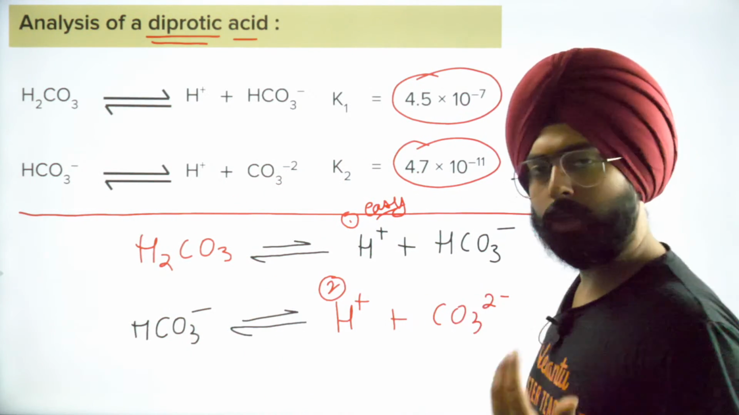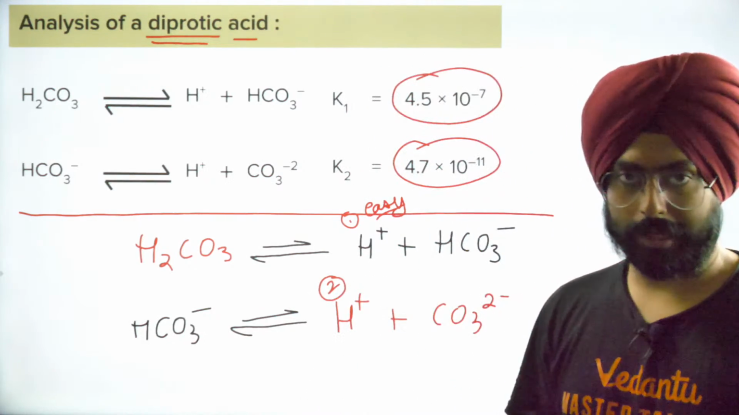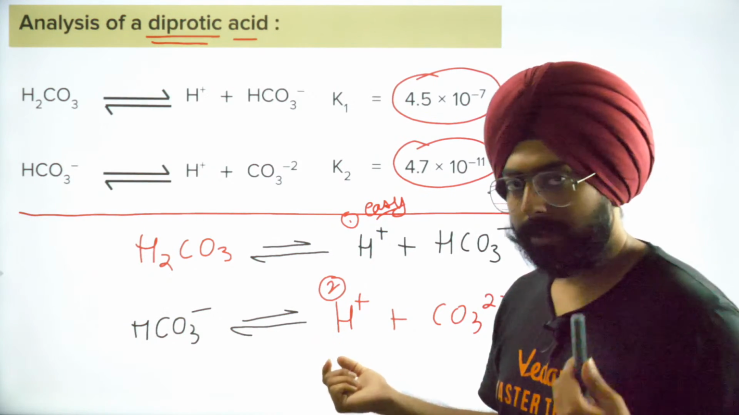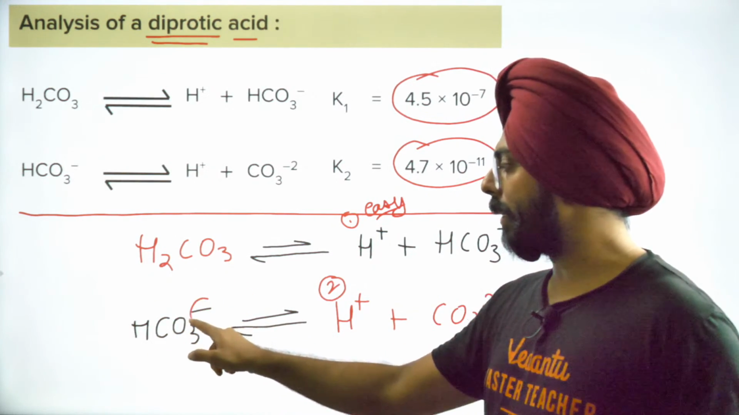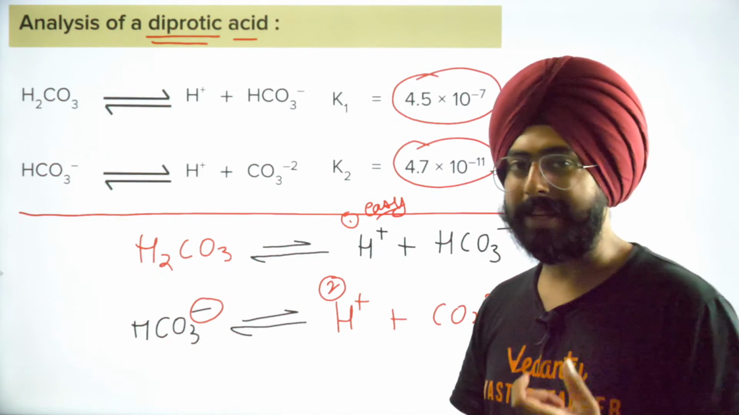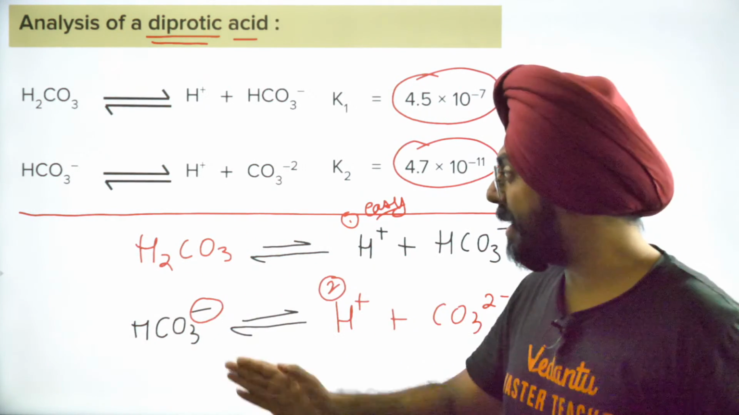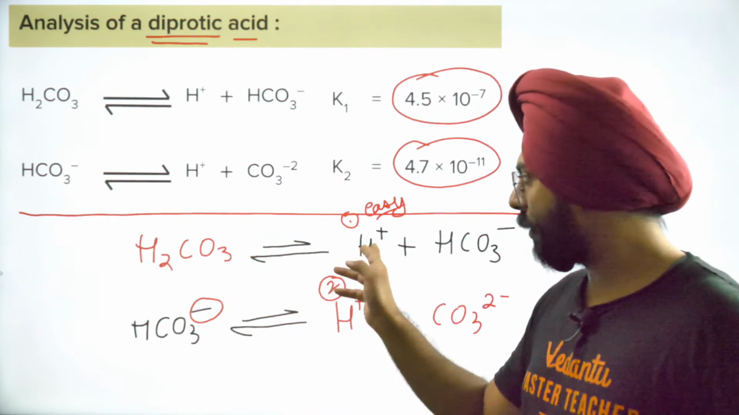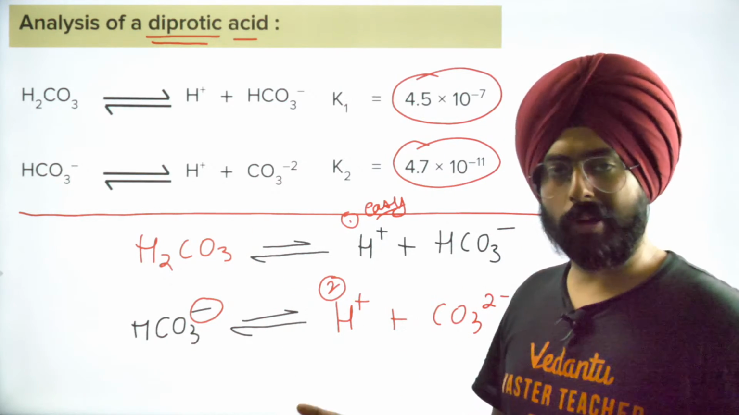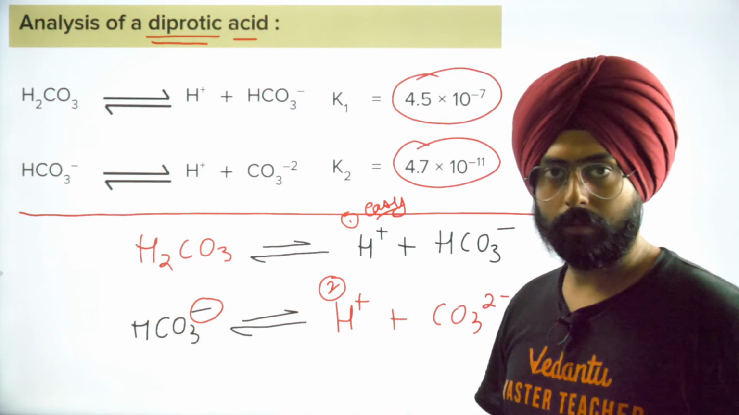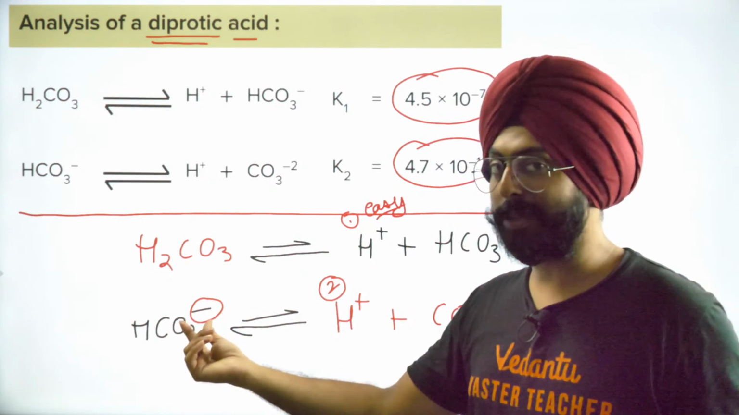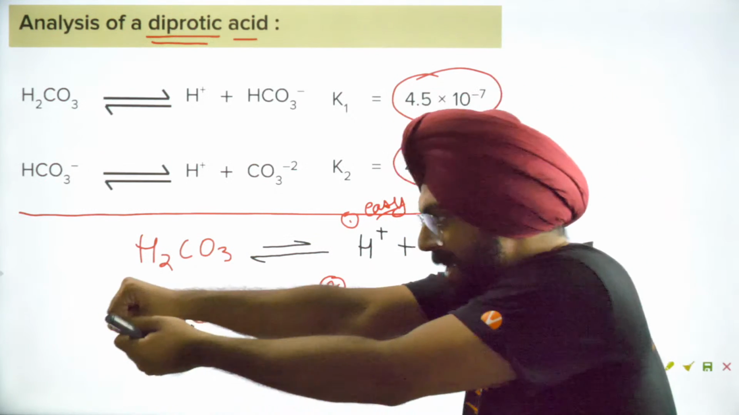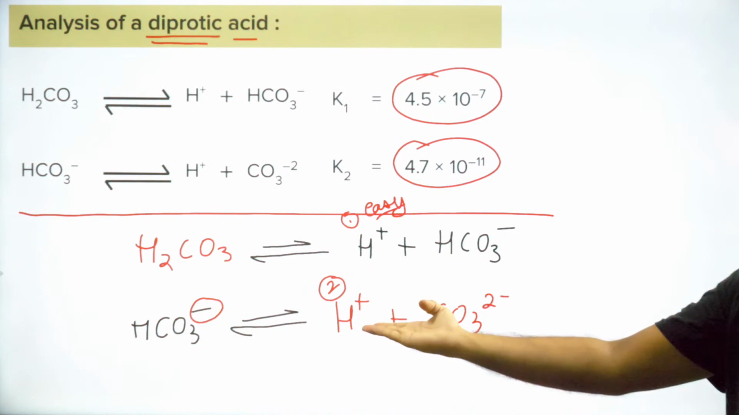Why is it harder? Can you theoretically explain? Can anyone theoretically tell me why it is harder for me to obtain the second H positive? See, this is already a negatively charged species. To take away a positive charge from a negatively charged species is going to be very difficult, isn't it? Taking out a positive charge from a neutral species, okay, fine. It's not a very good idea, but still it can happen. But now there is a negatively charged species. It wants more positive charge, but what you are doing is taking away positive charge from it. It's going to be difficult.